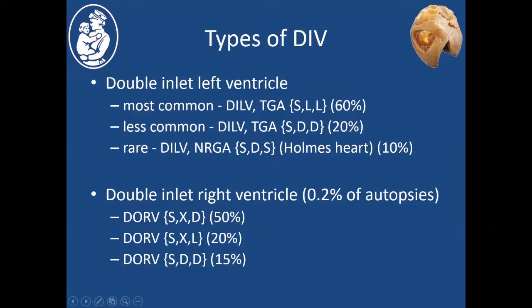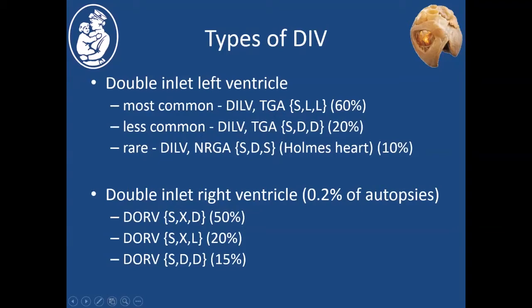And then a relatively rare type carries the moniker Holmes heart, because Dr. Holmes described this, but it's a double inlet left ventricle with normally related great arteries, not transposition. So solitus atria, in this case, these are D-loops, and solitus normally related great arteries, aorta from the double inlet left ventricle, and the pulmonary artery from the outflow chamber. And this makes somewhere around 10–12% of double inlet left ventricles.